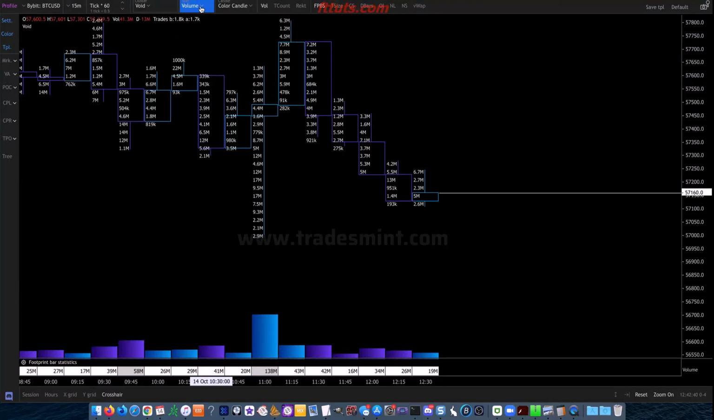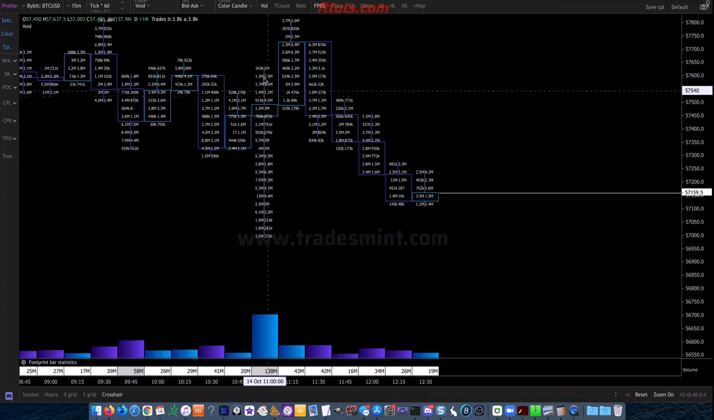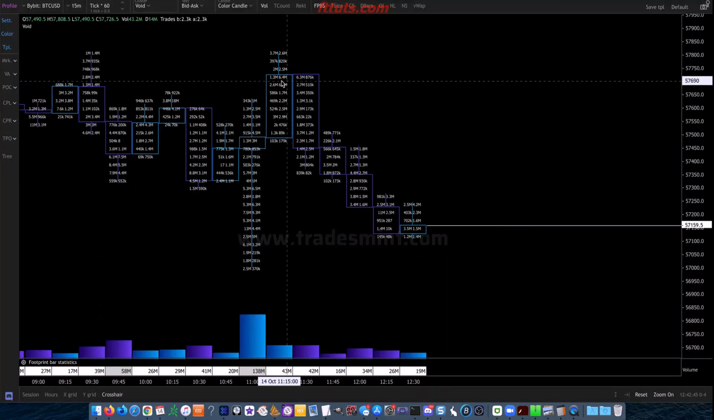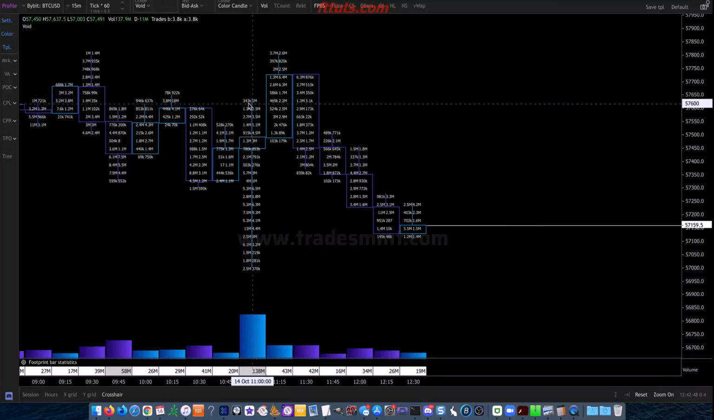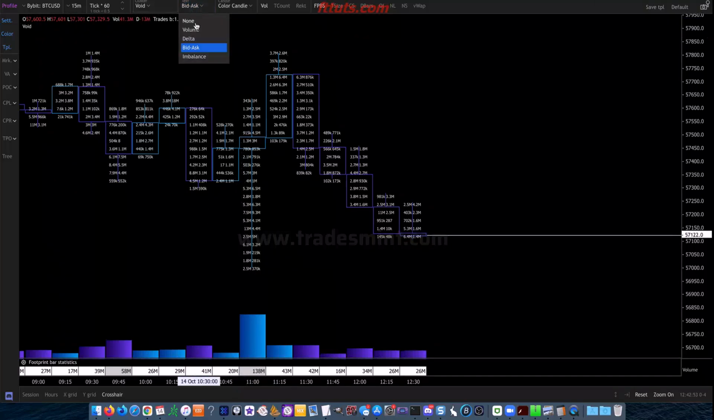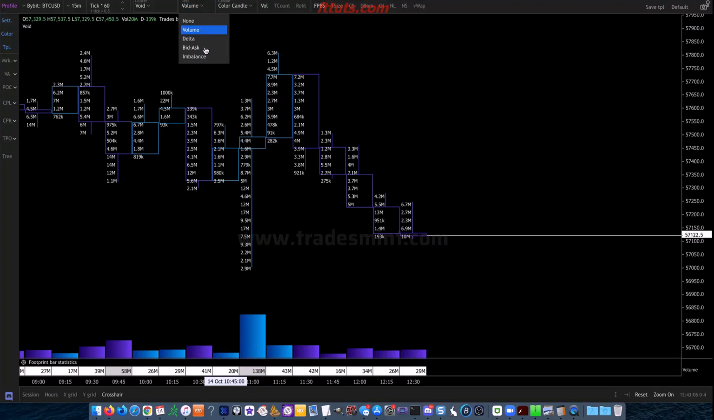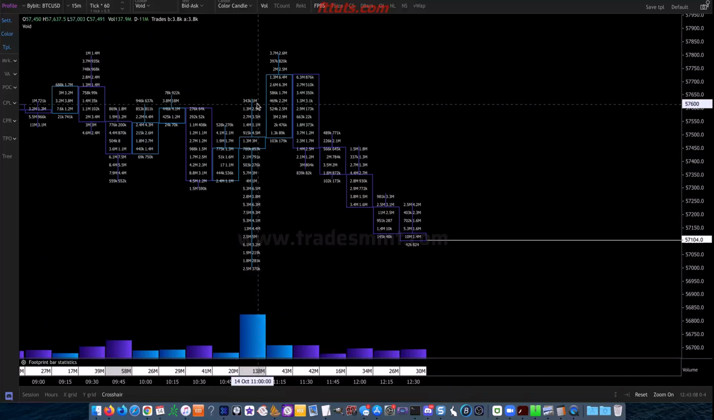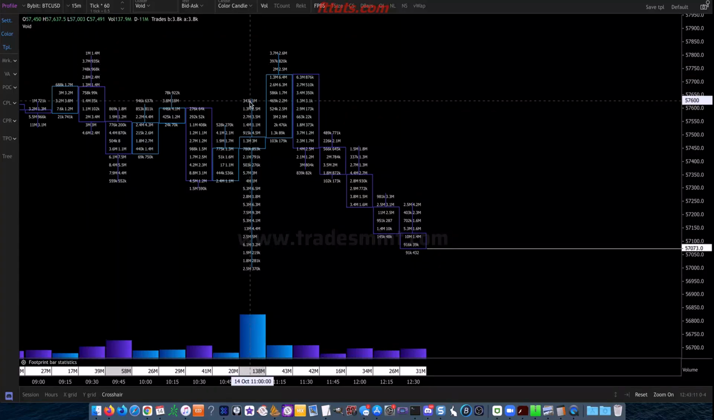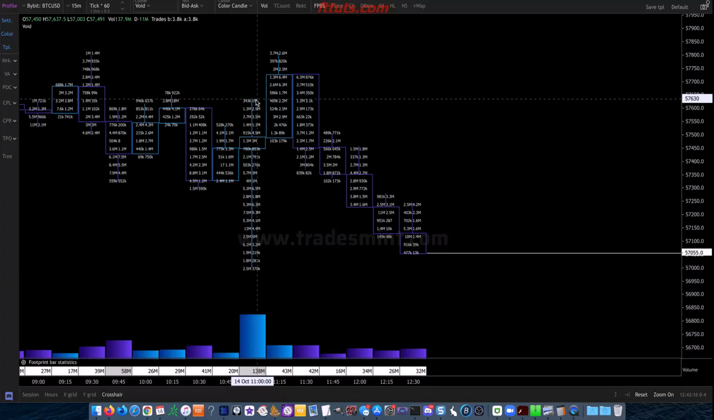Then the second type of information we have here is the bid ask. This is what I was showing you before. What this is doing is dividing the total volume into sells and buys. If we go back to regular volume, at the top of this candle, we can see that there was 1.3 million total market buys and sells together that came in at 57,600. If we turn this on bid ask, we can see that that 1.3 million is divided up into 300,000 sell market orders and 1 million buy market orders.